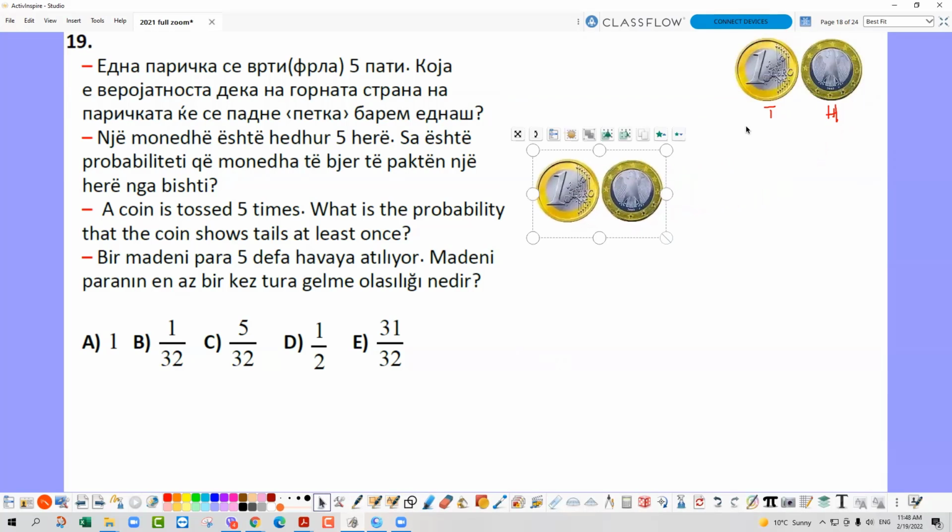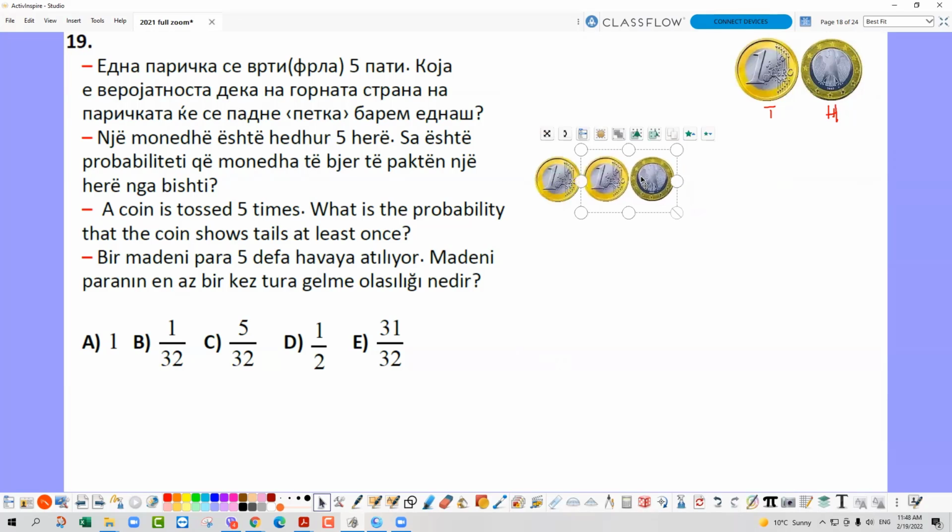Let's get 5 coins here. Let's make it smaller, and here let's get 5 coins like this. If there are 5 coins here, for each coin we have 2 possible cases.